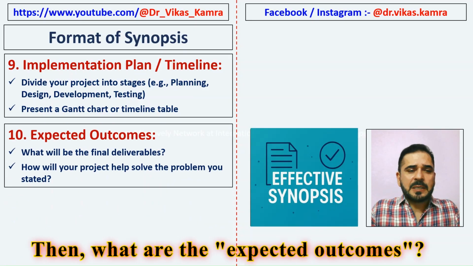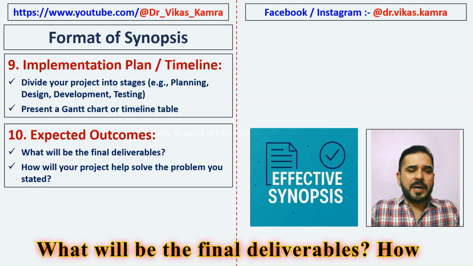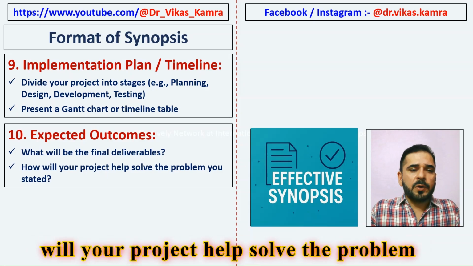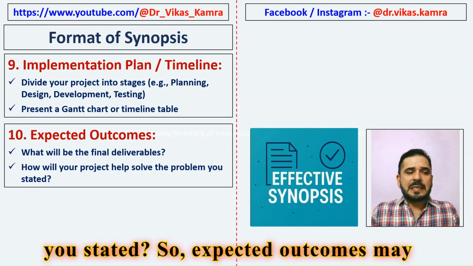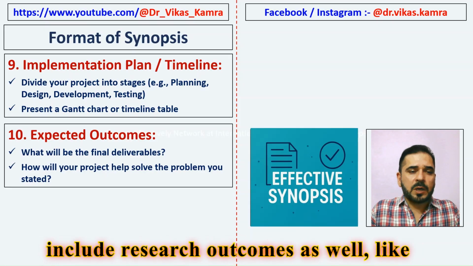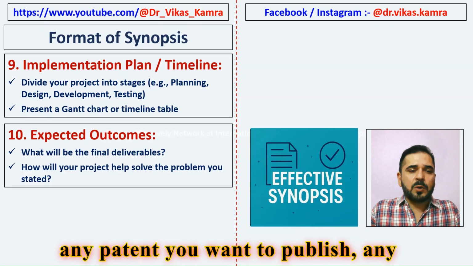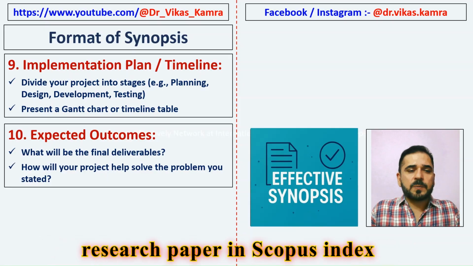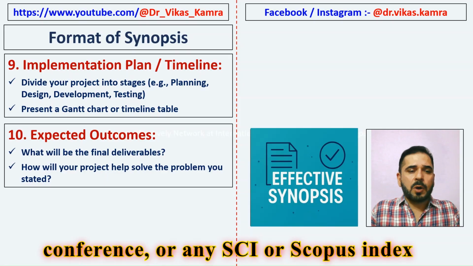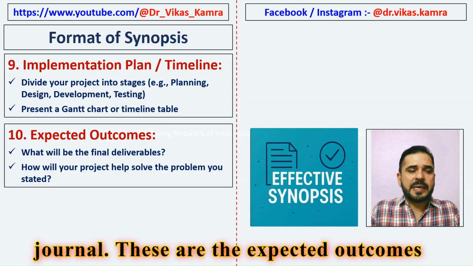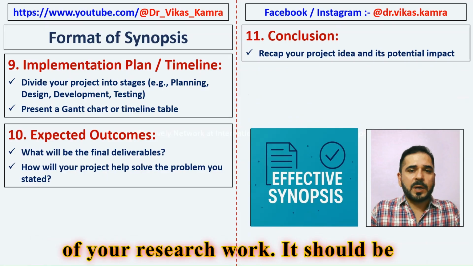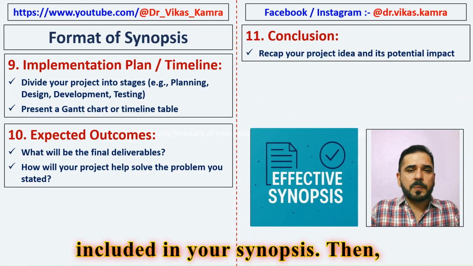Then what are the expected outcomes? What will be the final deliverables? How will your project help solve the problem you stated? Expected outcomes may include research outcomes as well, like any patent you want to publish, any research paper in a Scopus indexed conference, or any SCI or Scopus indexed journal. These are the expected outcomes of your research work. It should be included in your synopsis.